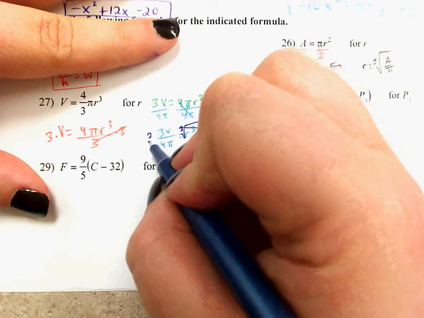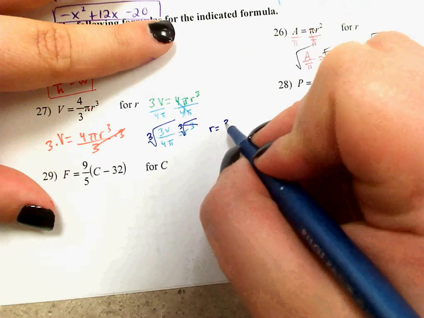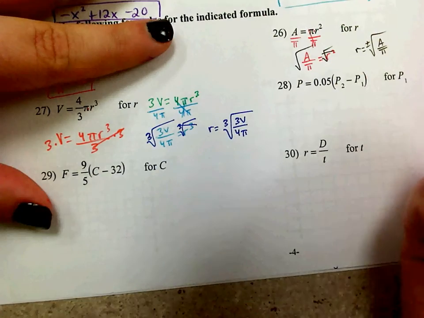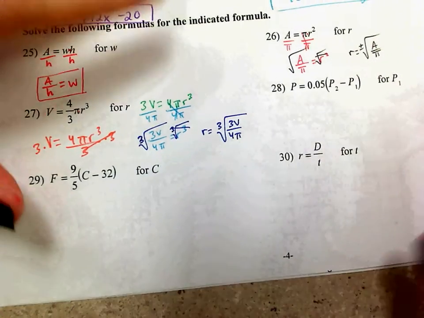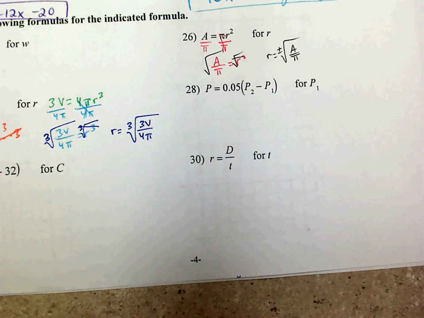Okay. On 28, I want to solve for p sub 1. Just to go back to the last problem, there's not a plus and minus because it's an odd root. And again, we'll talk more about that later, but there is not a plus or minus. Okay, so on 28, I want to solve for p sub 1. P sub 1 is inside this expression right here.